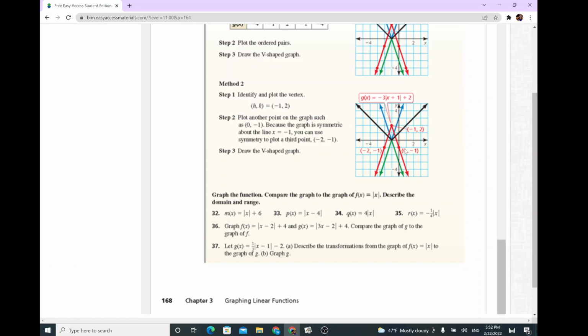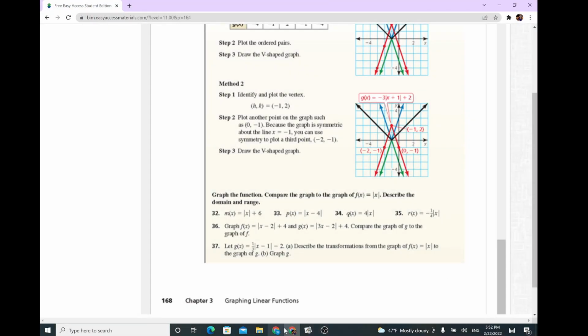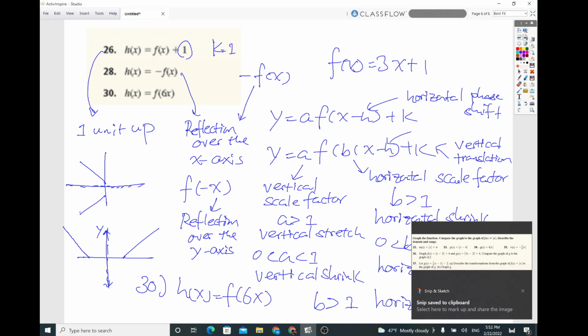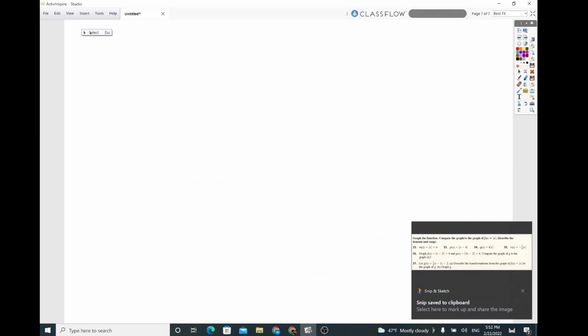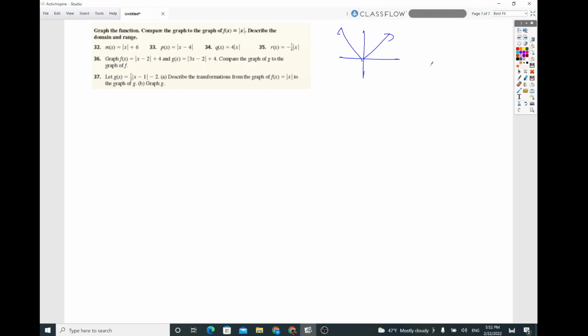So now, let's do a couple problems here. Absolute value functions, eventually they can be broken into piecewise functions. We'll get to that in one of those chapters. So graph the functions, compare the graph to the graph of y equals absolute value of x, or f of x equals absolute value of x. So for absolute value of x, it's always going this way. And you might be wondering, it's written as absolute value of x because once you break it apart, it could be negative x, it could be positive x.